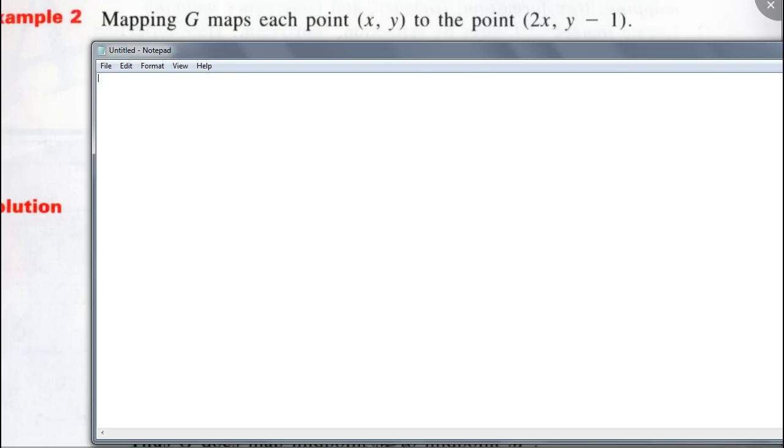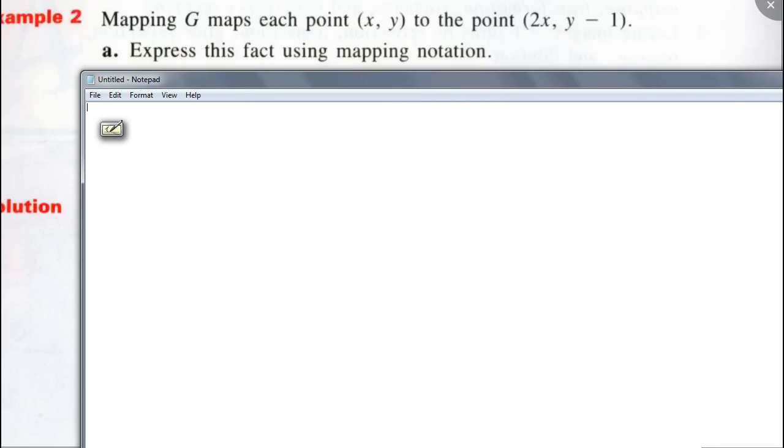So let's find then the mapping notation for this mapping, where G maps each point x comma y to the point 2x comma y minus 1. What would that be? By the way, if x, y is 0, 0, what do you get as your output? 0, negative 1. If x, y was 1, 1, what do you get?